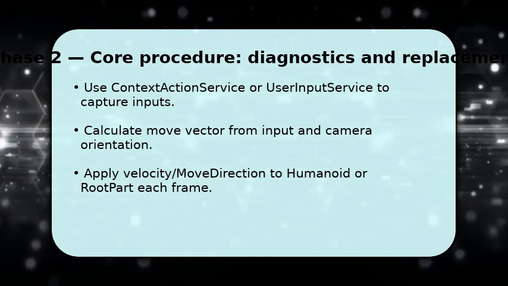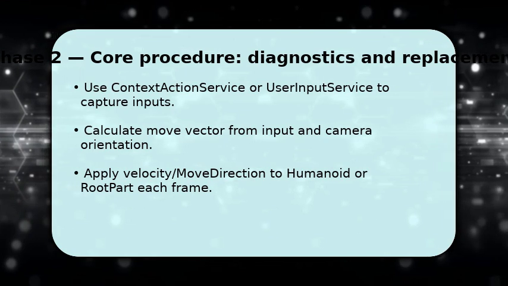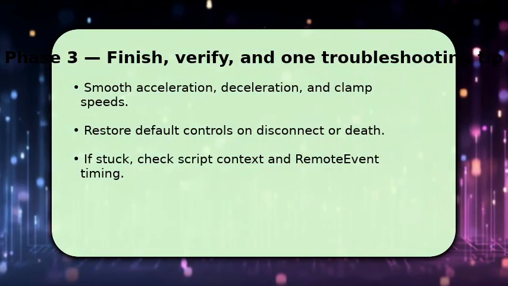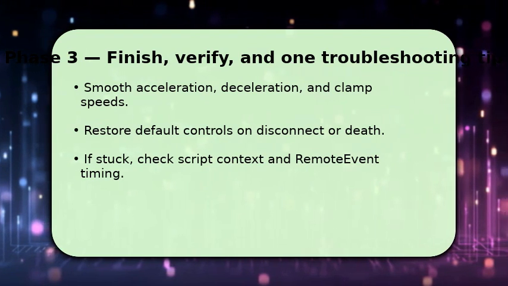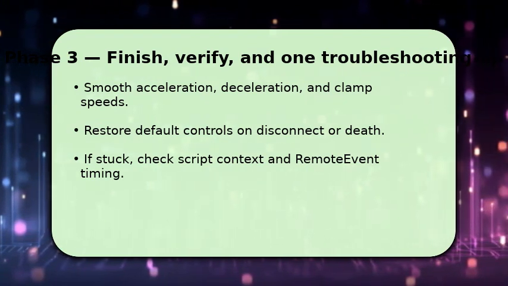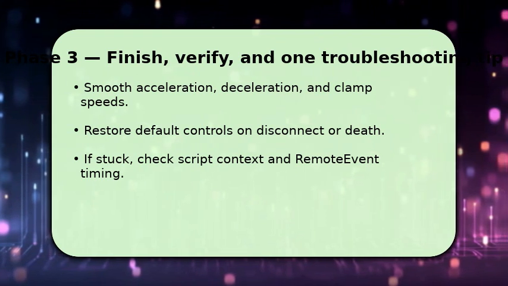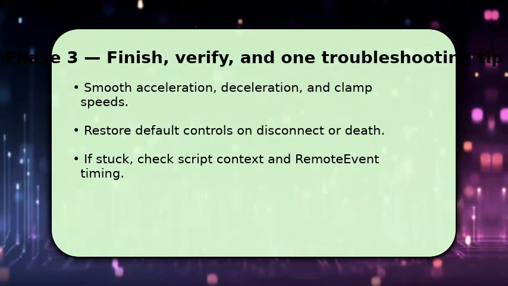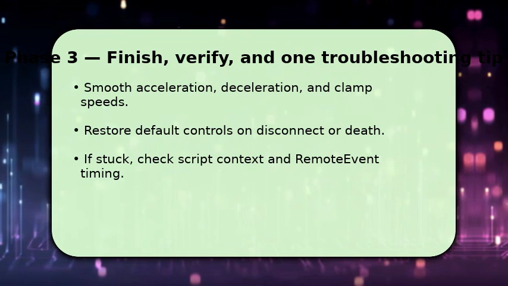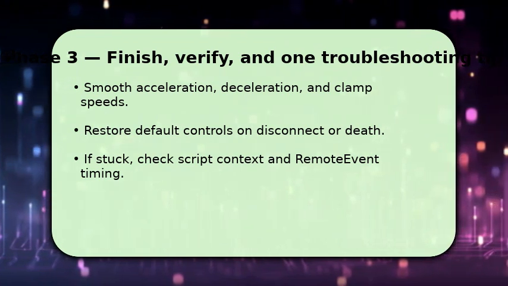You finish by polishing. Implement lerp-based acceleration and deceleration, clamp maximum speeds, and apply jump power when jump input occurs. Once done, unbind custom actions and restore defaults when the player dies or the character respawns, so behavior stays consistent.